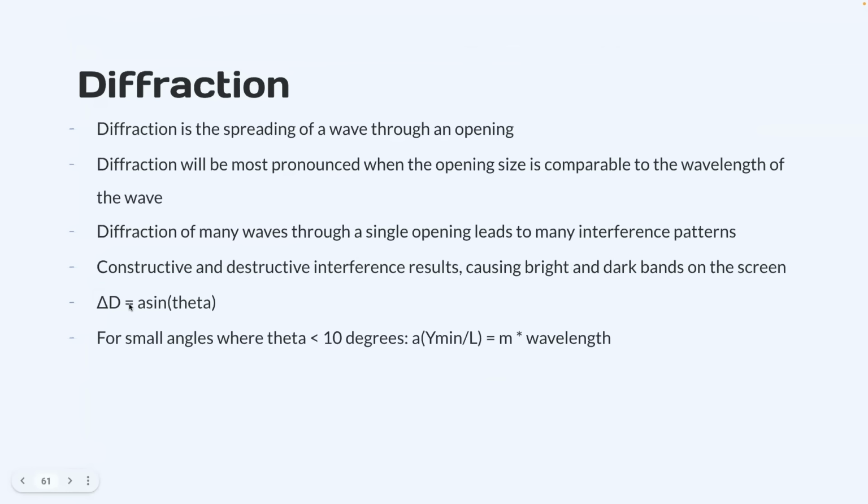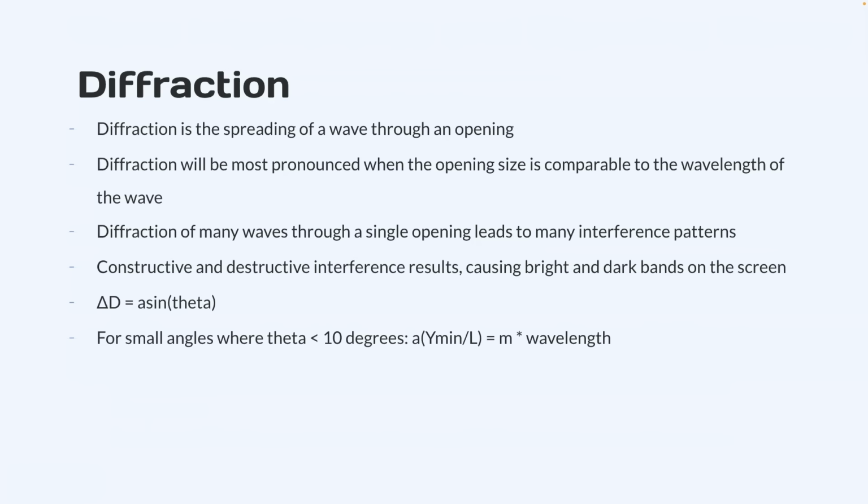Diffraction refers to the spreading of a wave through an opening. Diffraction will be most pronounced when the opening size is comparable to the wavelength of the wave. The diffraction of many waves through a single opening leads to many interference patterns. Constructive and destructive interference results, which causes bright and dark bands on the screen.